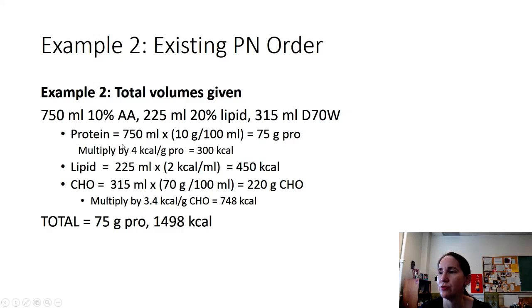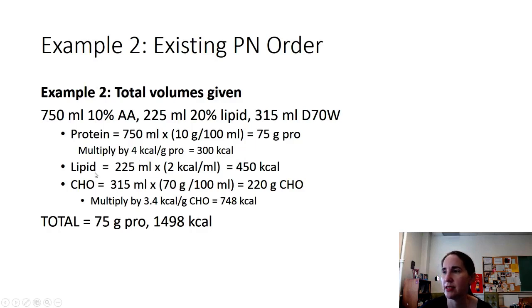So in this case, you take your protein amino acid solution and you have 750 mLs, and then you multiply that by 10%, so 10 grams divided by 100, which gives us 75 grams of protein, which we multiply by 4 to get 300 calories from protein.